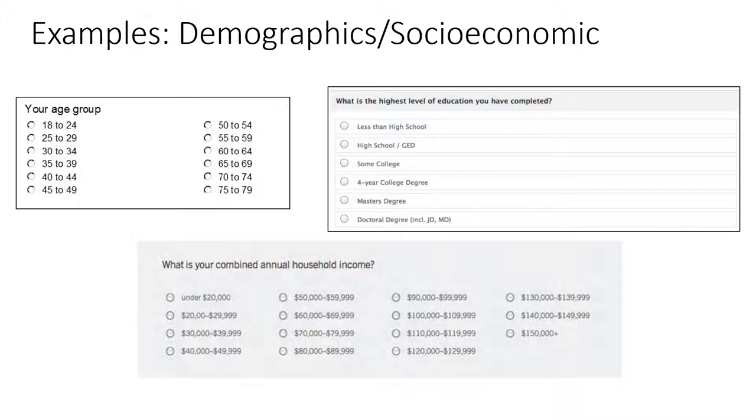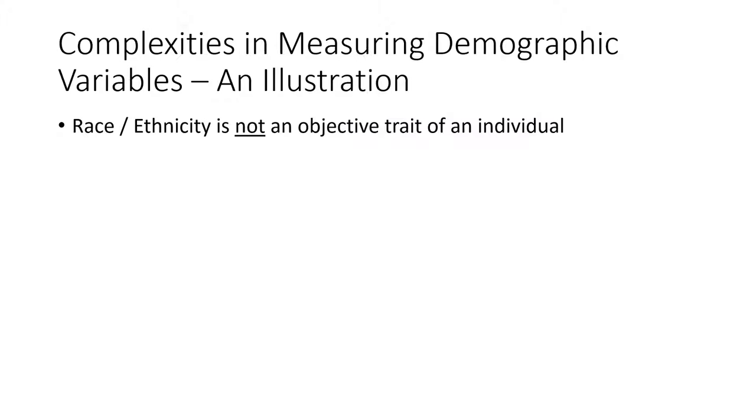I just said earlier that one of the things that characterizes most demographic variables is that they tend to be objective traits about individuals. But in reality, measuring demographics can be much more complex than that. Think about the standard race and/or ethnicity measure that you commonly see at the end of marketing research surveys and you often see in government surveys. In reality, race and ethnicity is not an objective trait of an individual. It's not something that can be definitively assigned to you.